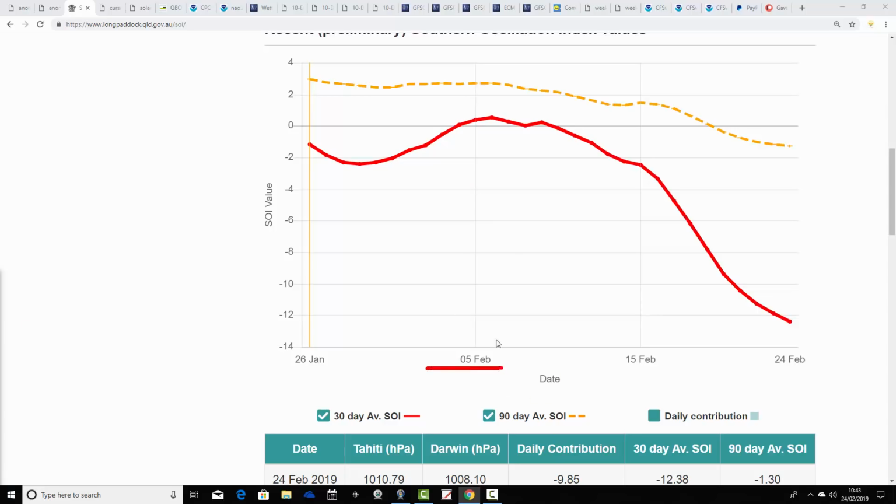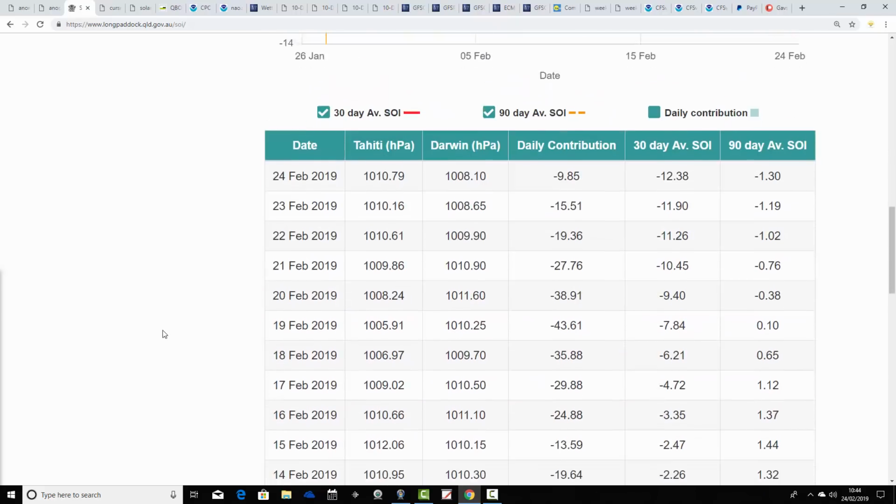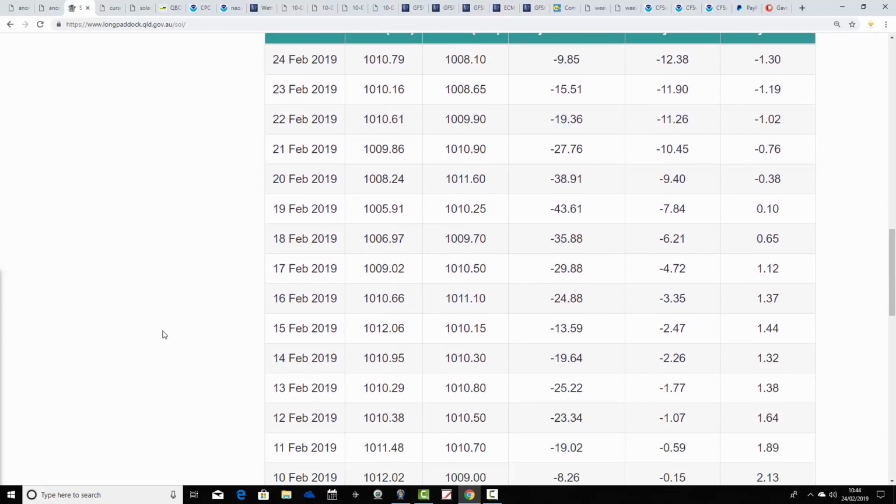At the beginning of February, the SOI was actually around neutral, around here, but look how this red line is just dropping away, down to around minus 12 up to the 24th of February. Which is quite a negative number for the 30-day average for the SOI. This tells us we have been through a prolonged period of quite dramatic negativity of the SOI just recently. So these numbers are confirming that.